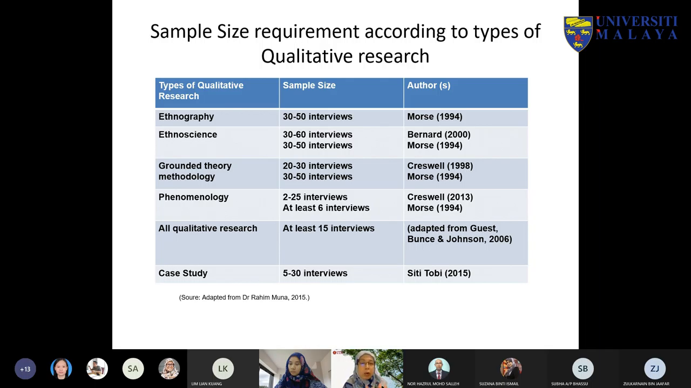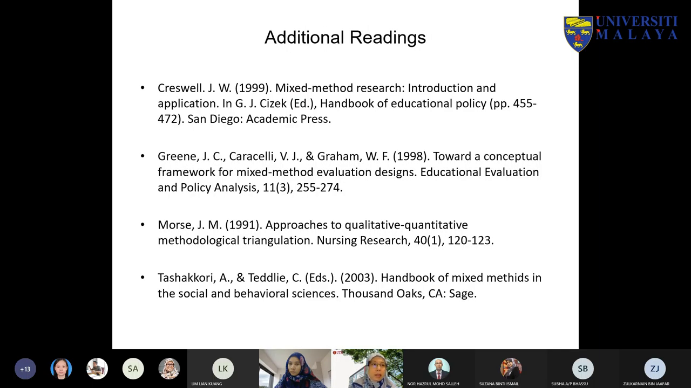You cannot use this number as a blanket rule to decide your participants. You must look at the sampling criteria of the participants. The more specific it becomes, the fewer you will get, and the richer the data. That will actually define or finalize the number of your participants.